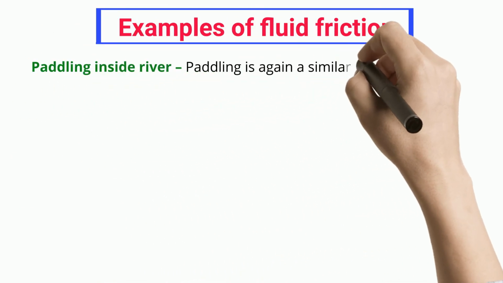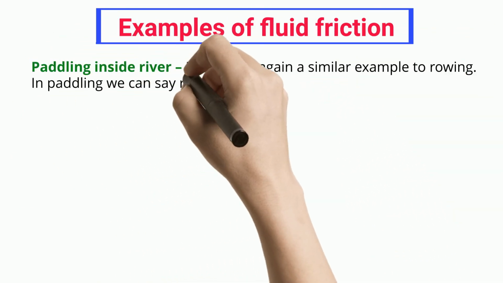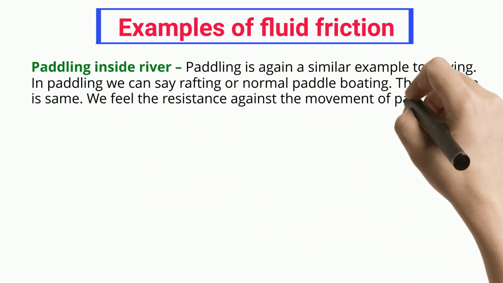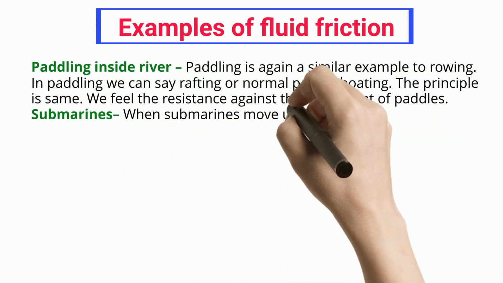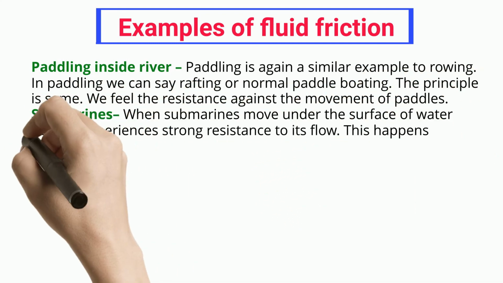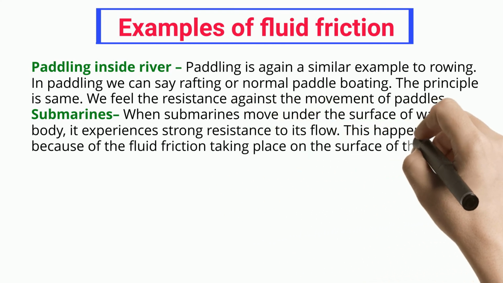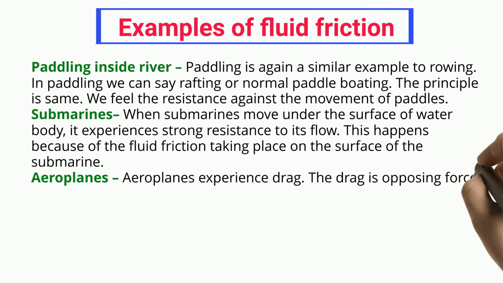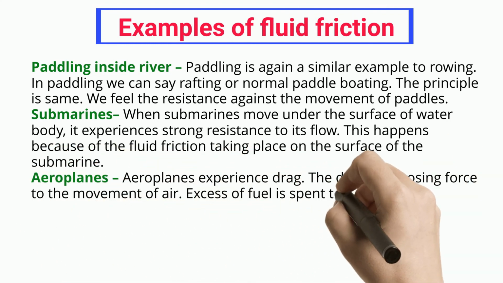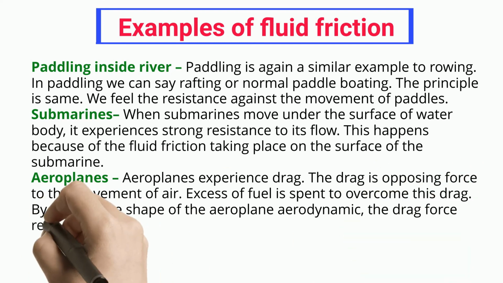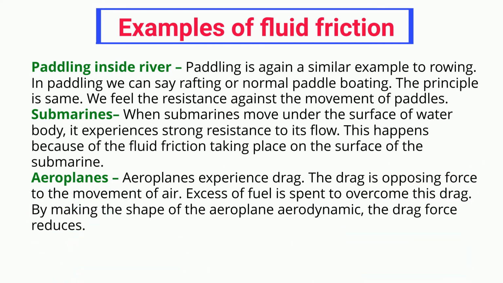Paddling inside a river. Paddling is again a similar example to rowing. In paddling we can include rafting or normal paddle boating. The principle is the same. We feel the resistance against the movement of the paddles. Submarines. When submarines move under the surface of a water body, they experience strong resistance to their flow. This happens because of the fluid friction taking place on the surface of the submarine.